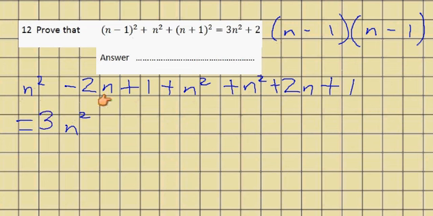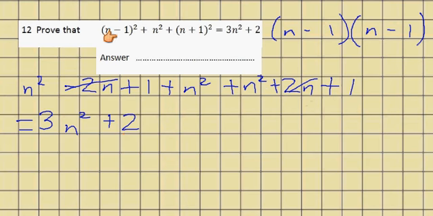Next, we collect all the n terms. Minus 2n plus 2n, so those two cancel out. So that's just going to be 0n. We don't need to write that down. Those two will cancel. And now we'll do the numbers. We have 1 plus 1, so that's plus 2. So fully simplified, we got 3n squared plus 2.